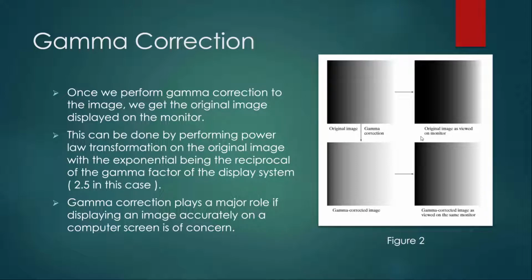So this is done by performing the power law transformation with the exponent being the reciprocal of the gamma factor of the display system, that is 1 by 2.5 in this case.